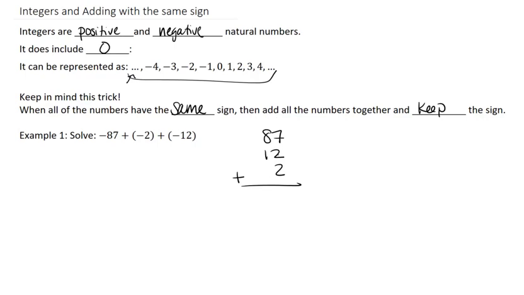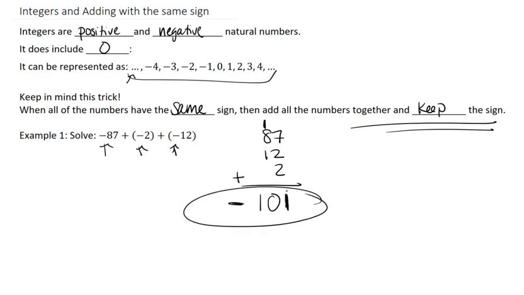So 7 plus 2 is 11. So we put a 1 below, carry the 1. 1 plus 8 is 9, plus 1 is 10. So we have 101. But we want to remember, we want to keep the sign that all of them have, which is negative. So we have -101.